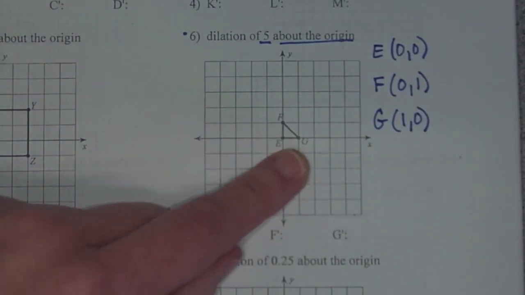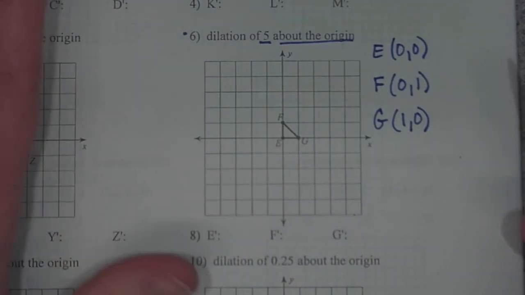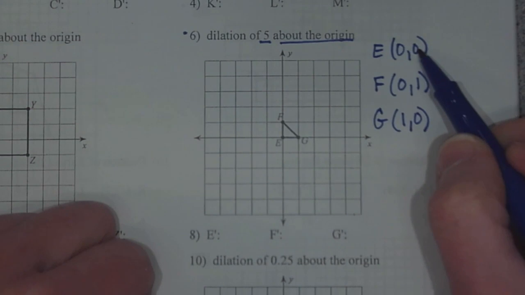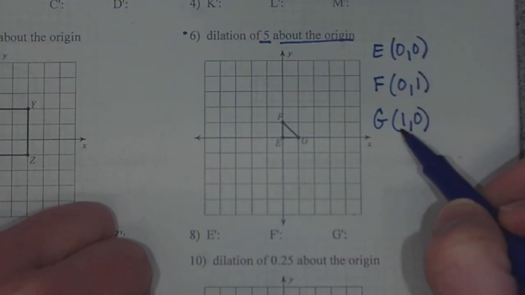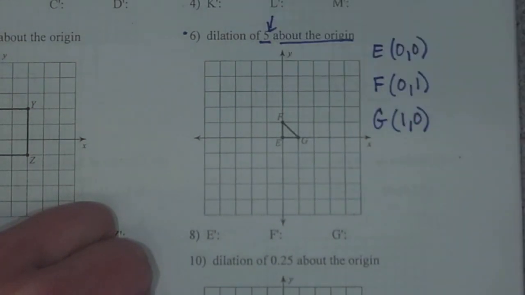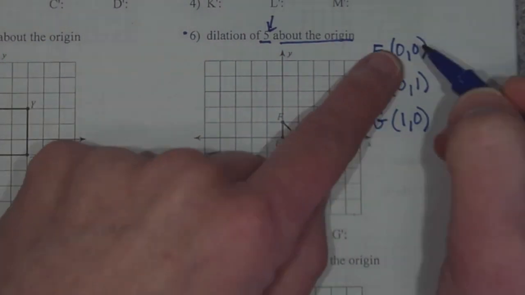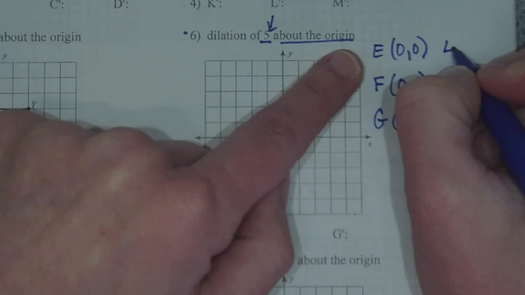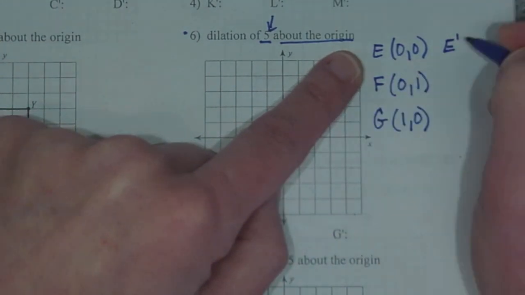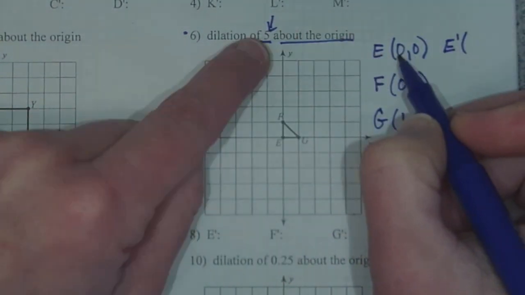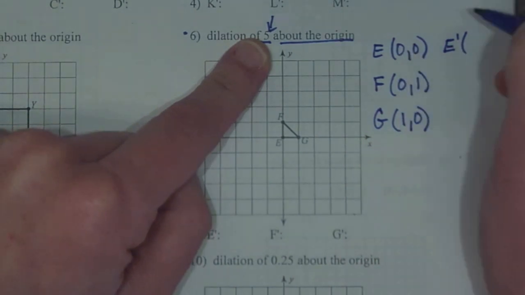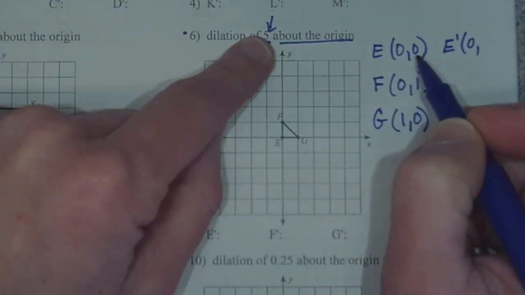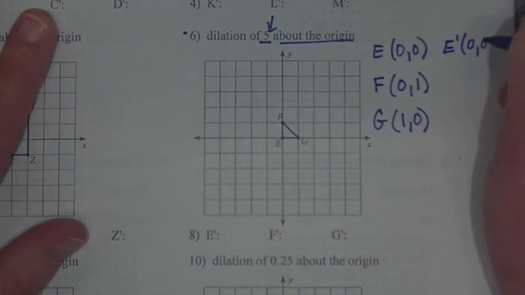Okay, now this is super simple. You guys are going to love this. All you do to dilate this by a factor of 5 is you take each of these numbers and you multiply them each by the dilation factor, which again was 5. So for the new image, we're going to call this new point E prime. The old one was E, the new one is E prime. So you're going to take 0 and multiply it by 5, and 0 times 5 is still 0. And then take the other one, 0 times 5. Again, that's still going to be 0, isn't it?